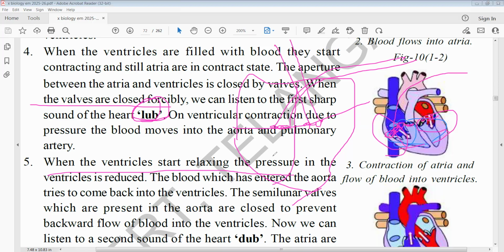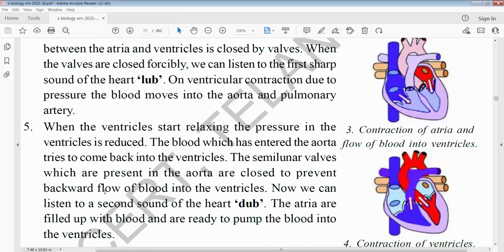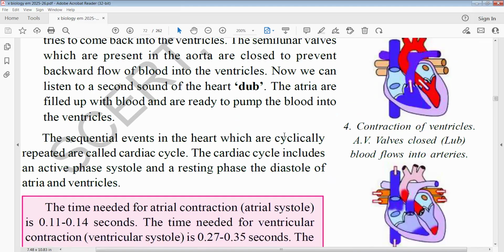When the ventricle is relaxed, these semilunar valves are closed. During closing of these three semilunar valves present at the mouth of these blood vessels, the dub sound comes. In this way, when the auricles are contracted, the lub sound comes. When the ventricles relax, the dub sound comes. This is the reason one lub, one dub is called one heartbeat. The sequential incidence of this is called the cardiac cycle.